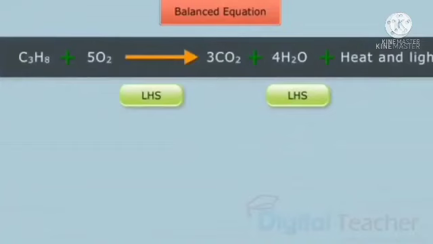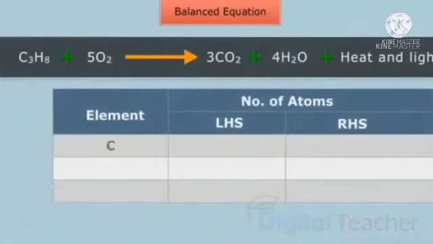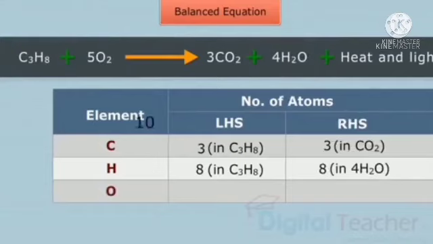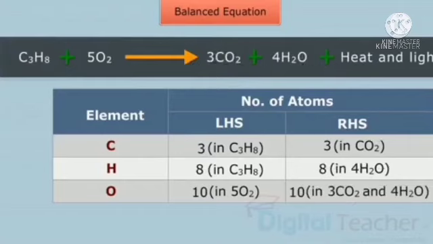Check for the equal number of atoms of each element on both sides of the equation using the table. Carbon: 3 and 3. Hydrogen: 8 on the left side and 8 on the right side. The next one, oxygen: reactants 10 and products also 10. And again heat is produced. This is an exothermic reaction.